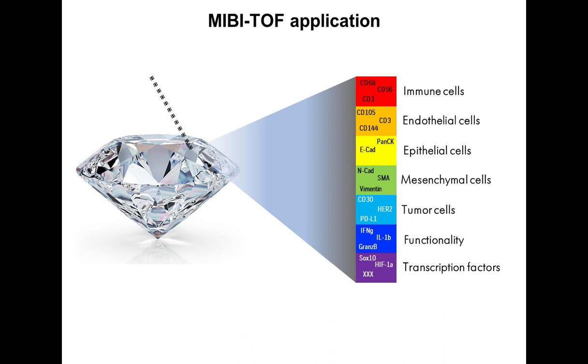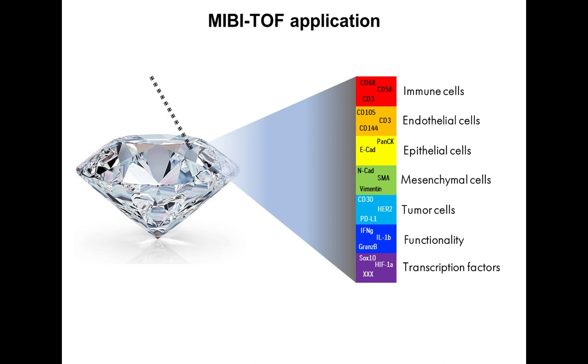Let's now provide some examples of how our lab has implemented MIBI technology in the field of cancer, inflammation, and infectious diseases. Much like a diamond disperses light into its individual wavelengths, this technology allowed us to separate and more specifically evaluate the different features underlying the state of tissue in a multitude of diseases. Therefore, identifying epithelial and mesenchymal components, immune cells, vascularization, tumor-specific targets, functional molecules, and transcription factors.